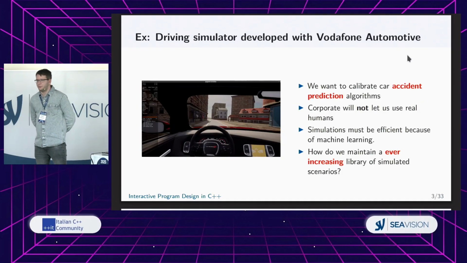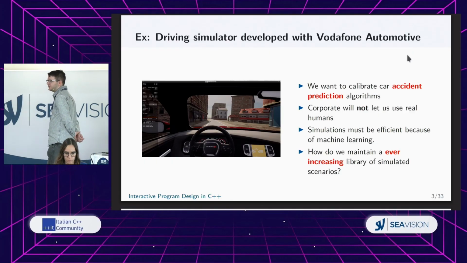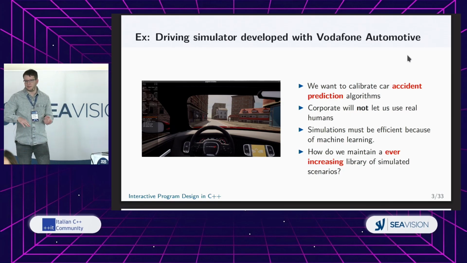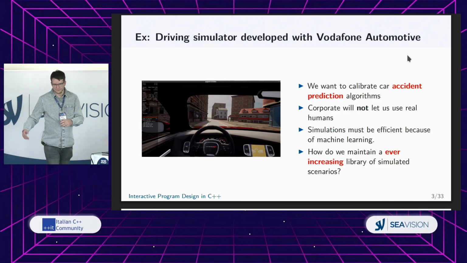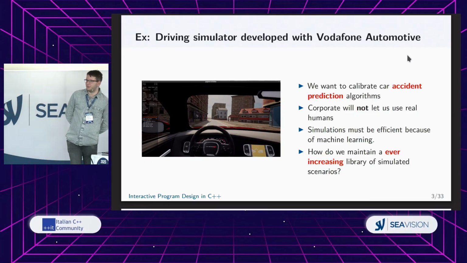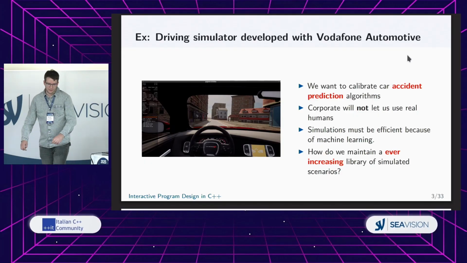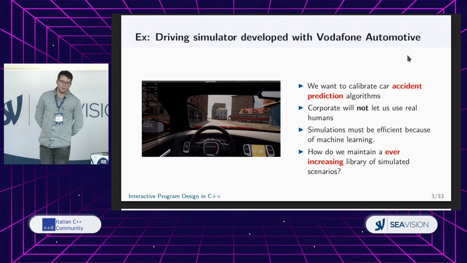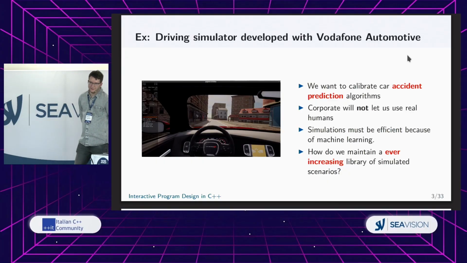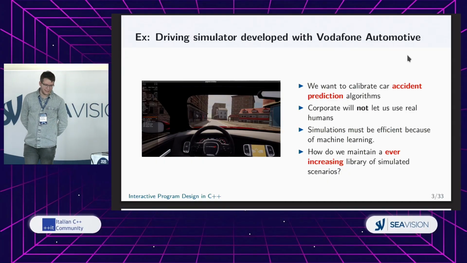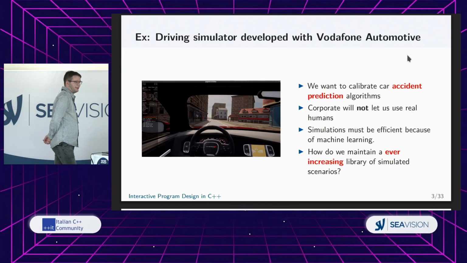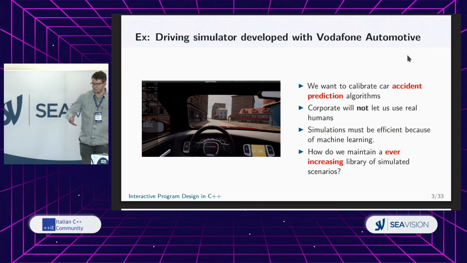One of the projects we are working on is a collaboration with Vodafone Automotive, the department of Vodafone working on cars. One of their objectives is, for example, to have machine learning algorithms to predict accidents before they happen. Since corporate will not let us use real humans, we cannot test those algorithms in the wild. And so we need a simulator to train the AI agents and so on.